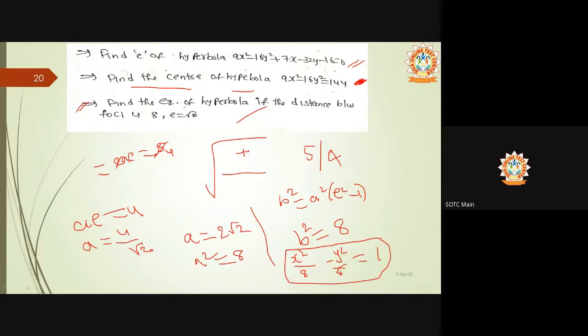Now one thing I can say here, the eccentricity of this hyperbola is root 2, right? So what type of hyperbola is it? Rectangular hyperbola. So in case of a rectangular hyperbola, your A square is equal to B square. Your A square is equal to B square.